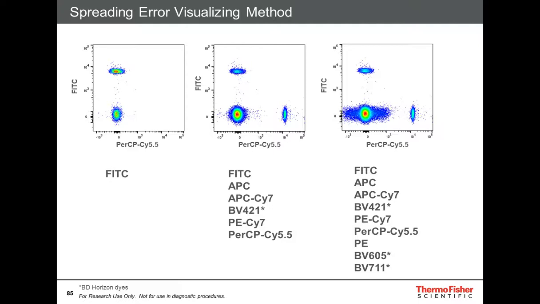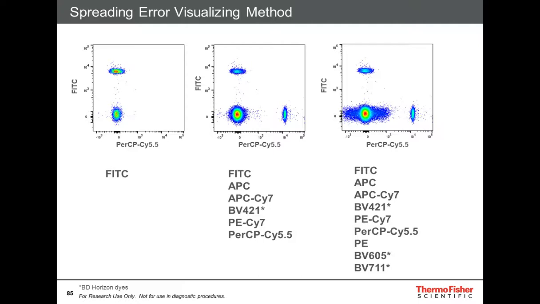Now, I add PE, BV605, and BV711, and now I have a problem. With the two antibodies I'm using, the FITC and the Per-CP Cy 5.5, if the staining is as bright as it looks here, they're not a problem. But if the staining is dim, now I have fluorescence all the way out to the third log in the Per-CP Cy 5.5 channel. The FITC channel is virtually unaffected. FITC is one of those dyes that plays nicely with others. It does not accept error from any of these dyes, certainly.